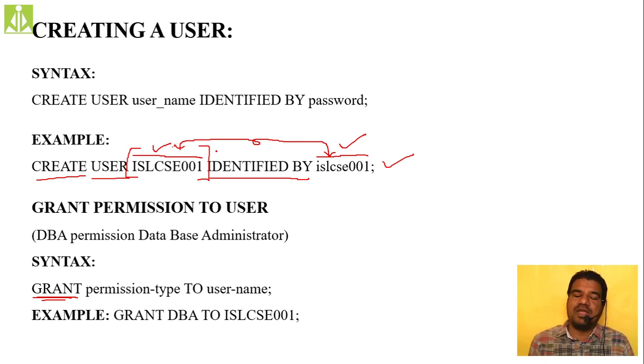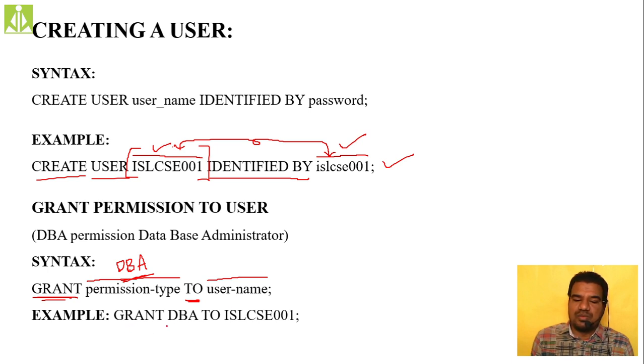In that step we have created the user. Now we are granting the permission: GRANT followed by the permission type. The permission type is DBA, because we are making him an administrator. So here you have to write DBA. TO is a command part. Then the username, again a user defined thing. So here: GRANT DBA TO isl csc 001.